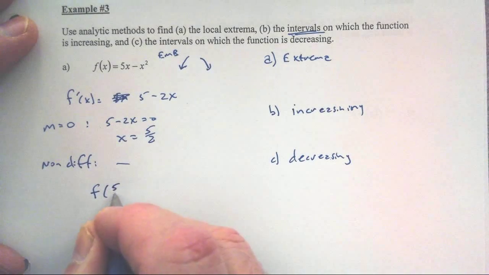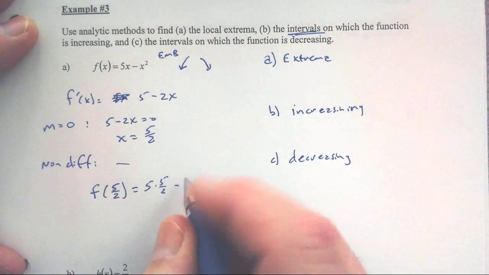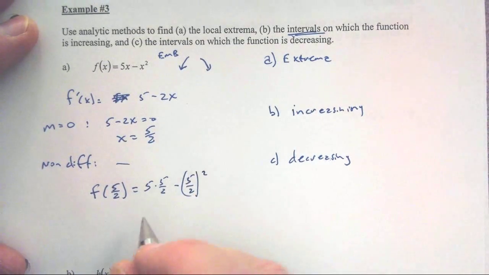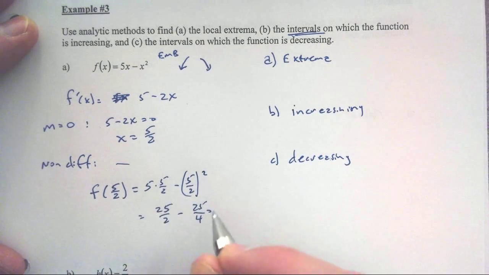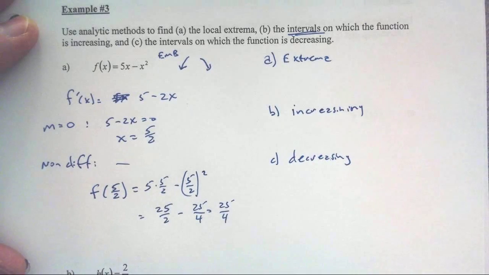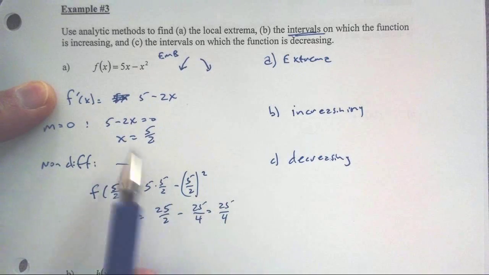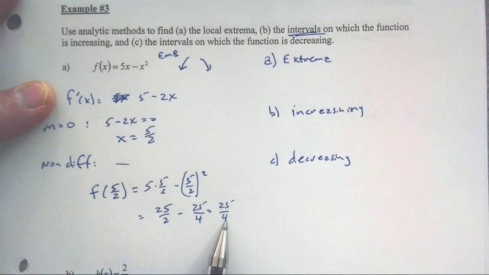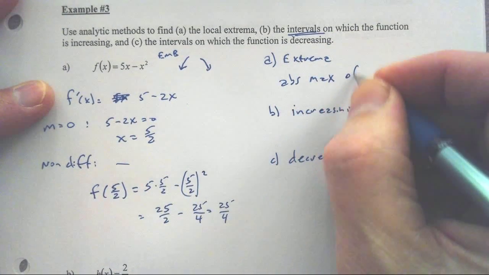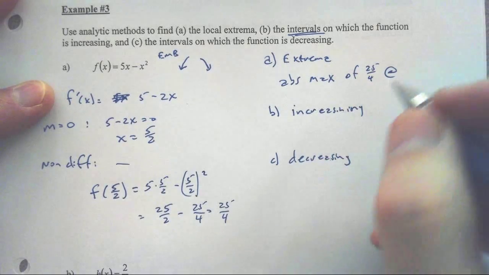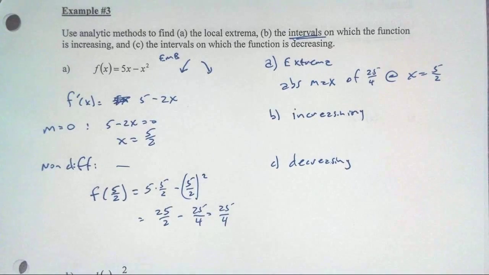at 5 halves. F of 5 halves gives me 5 times 5 halves minus 5 halves squared, or 25 halves minus 25 fourths, 25 fourths. So I am certain that we have a maximum, an absolute maximum of 25 fourths at x equals 5 halves, and that's the only one we have.